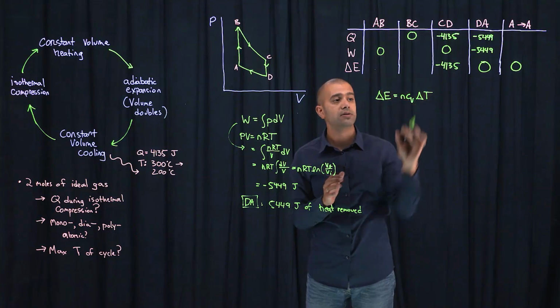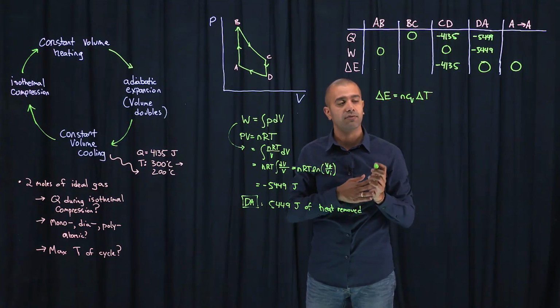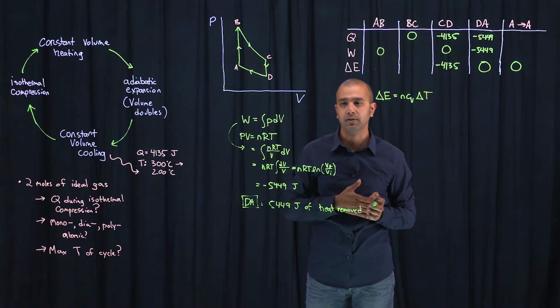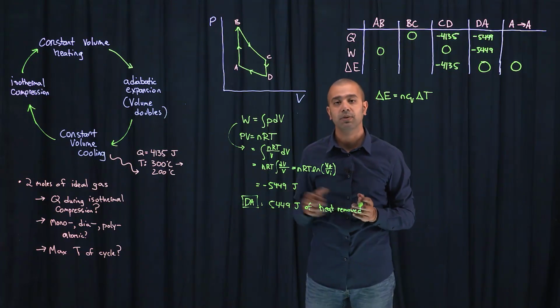Plug this in for these, and try to invert the equation to solve for the heat capacity, and from there we'll find the degrees of freedom, and then characterize the gas. So go ahead and take a minute to do that now, and we'll come back and take a look.